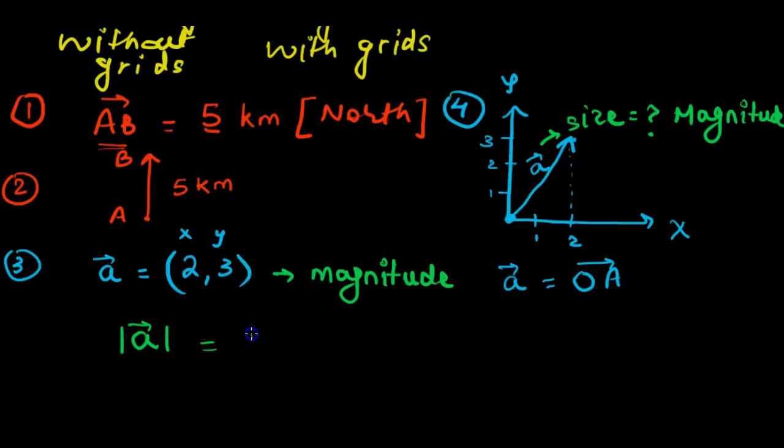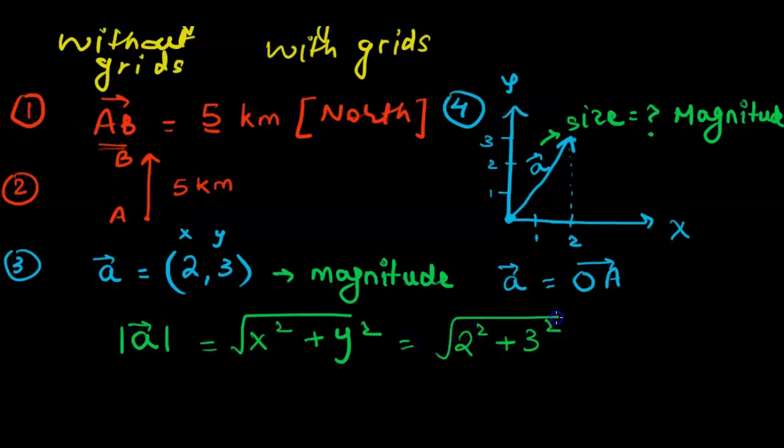Now what we have to do is just take the square of x, add it to the square of y, and square root it. So x squared here is 2 squared, y squared is 3 squared, square root it. We get the square root of 4 plus 9, which is the square root of 13. So the magnitude or the size of this vector here is square root 13 units.